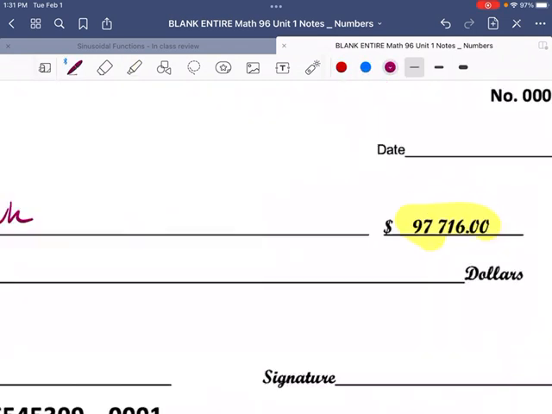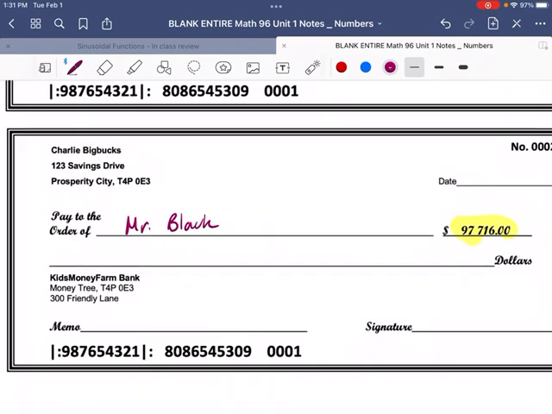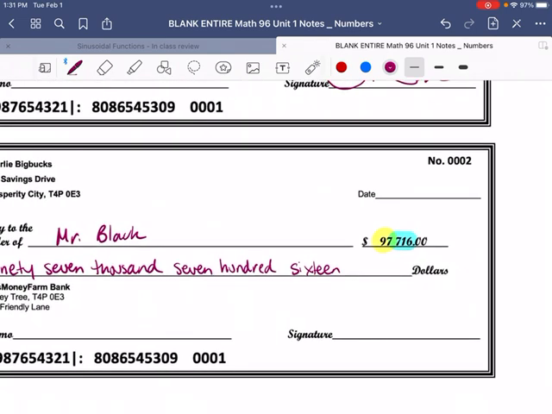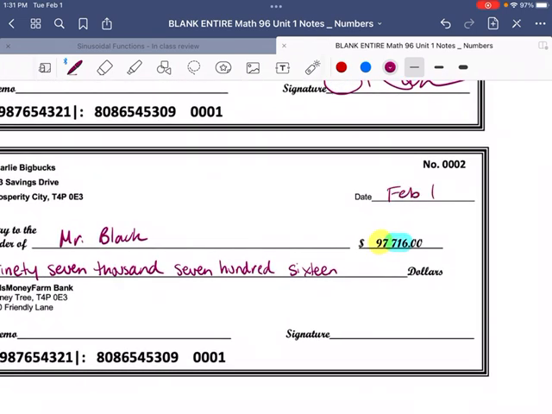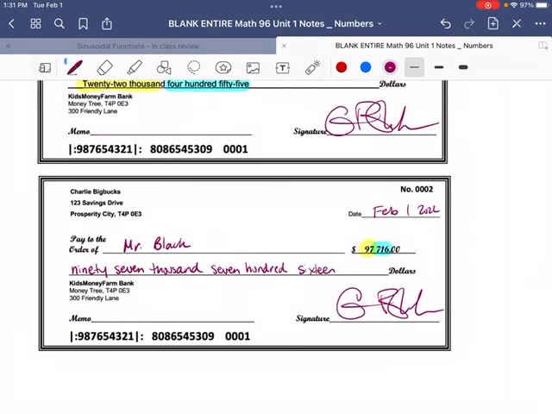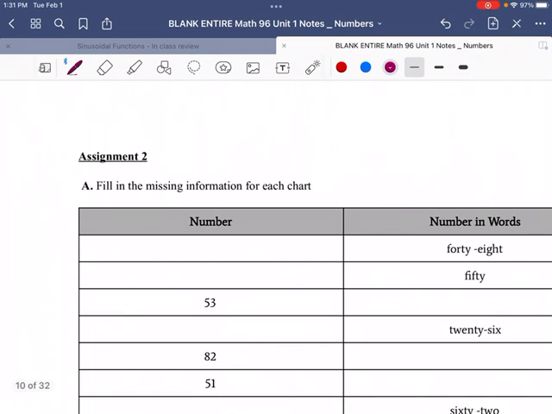So 716. Okay, well, let's start with the stuff in the thousands. So 97,000. Ninety-seven thousand. Then let's do the stuff in the hundreds. Seven hundred sixteen. And again, you would do a date, Feb 1, 2022, and you got to sign that. And here's your assignment 2.